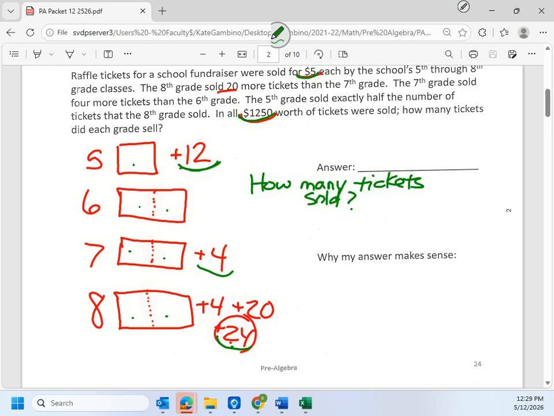Then subtract off the extra tickets and then divide it up into 7 equal parts. Once you know how much to put into each of those parts, you should be able to add up how many tickets each grade level sold. So just break it down step by step.